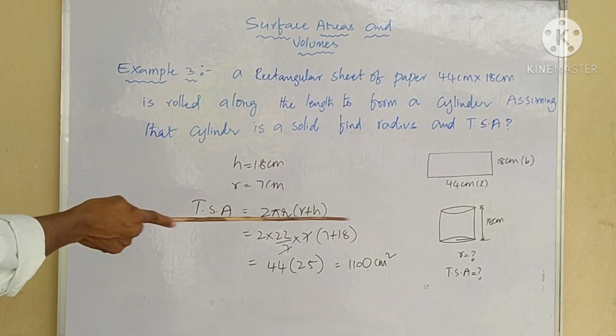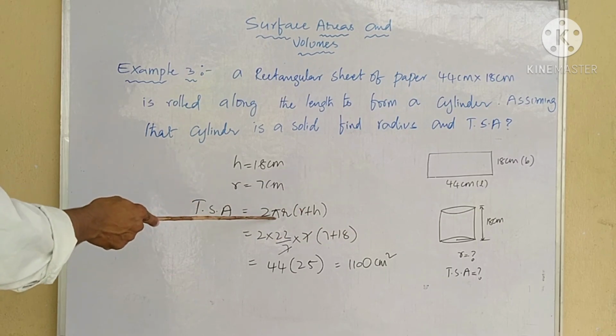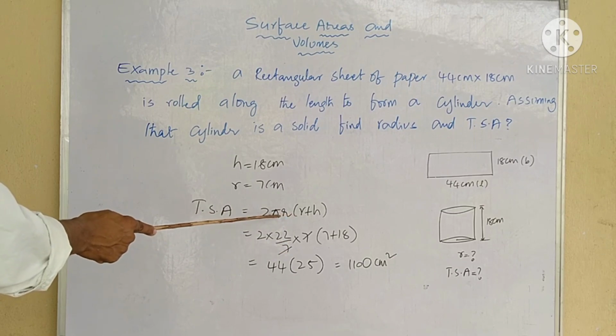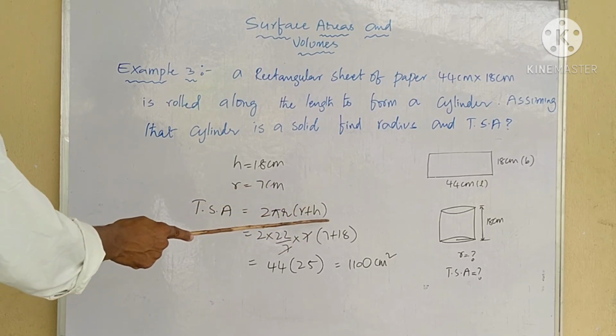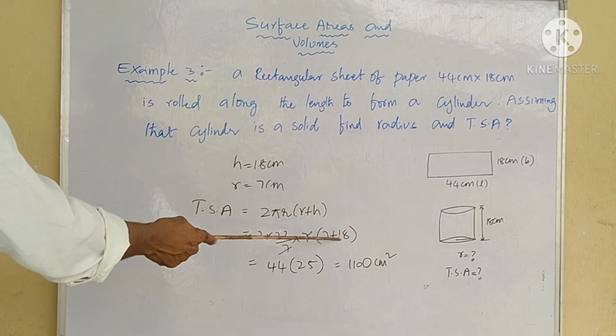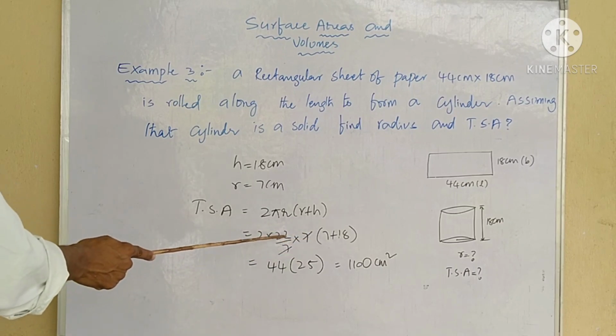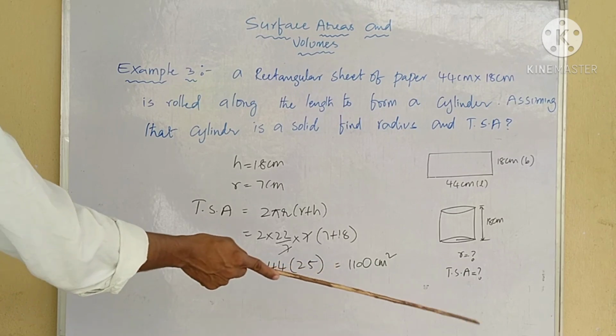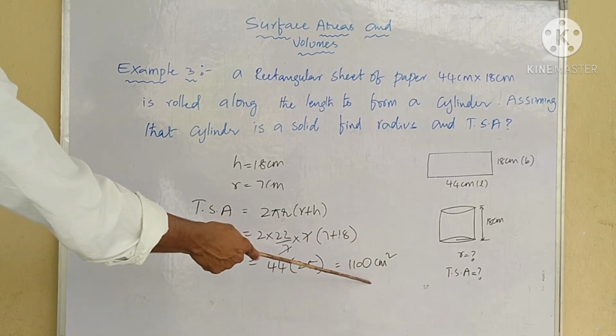So that is equal to the formula 2 pi r into (r plus h). That is 2 into pi, that is 22 by 7, into r, that is 7, into (r plus h, that is 7 plus 18). Here the 7 cancels. 22 2s are 44, 7 plus 18 is 25. So the result is 1100 centimeter square.